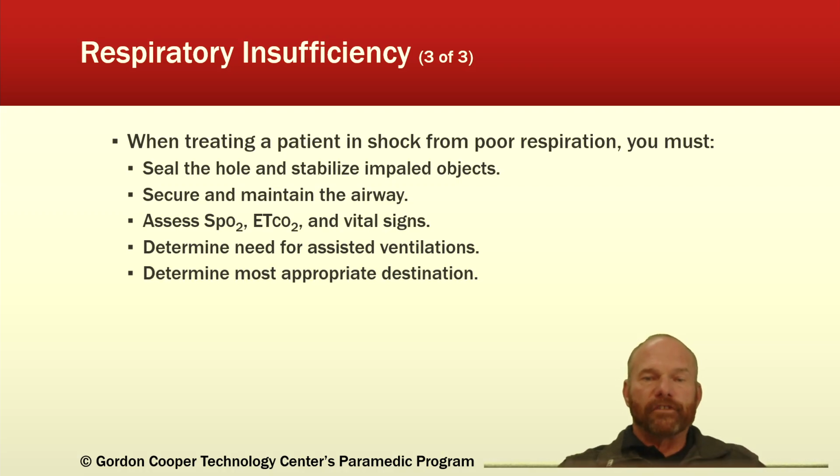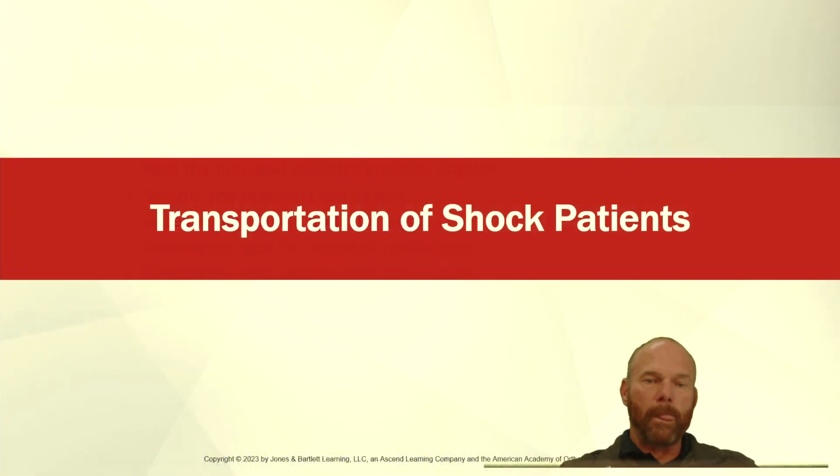Now, treatment for shock due to poor respiration. So some immediate actions, obviously seal a hole in the chest. So, if there's a penetrating chest wound, we want to seal that, preventing air from entering the pleural space. Want to stabilize impaled objects, make sure that we're securing and maintaining the airway, clearing obstructions from the throat. Want to make sure that we're monitoring everything, make sure we're making good decisions on who goes where and how fast they go there, how they get there. Then transportation.